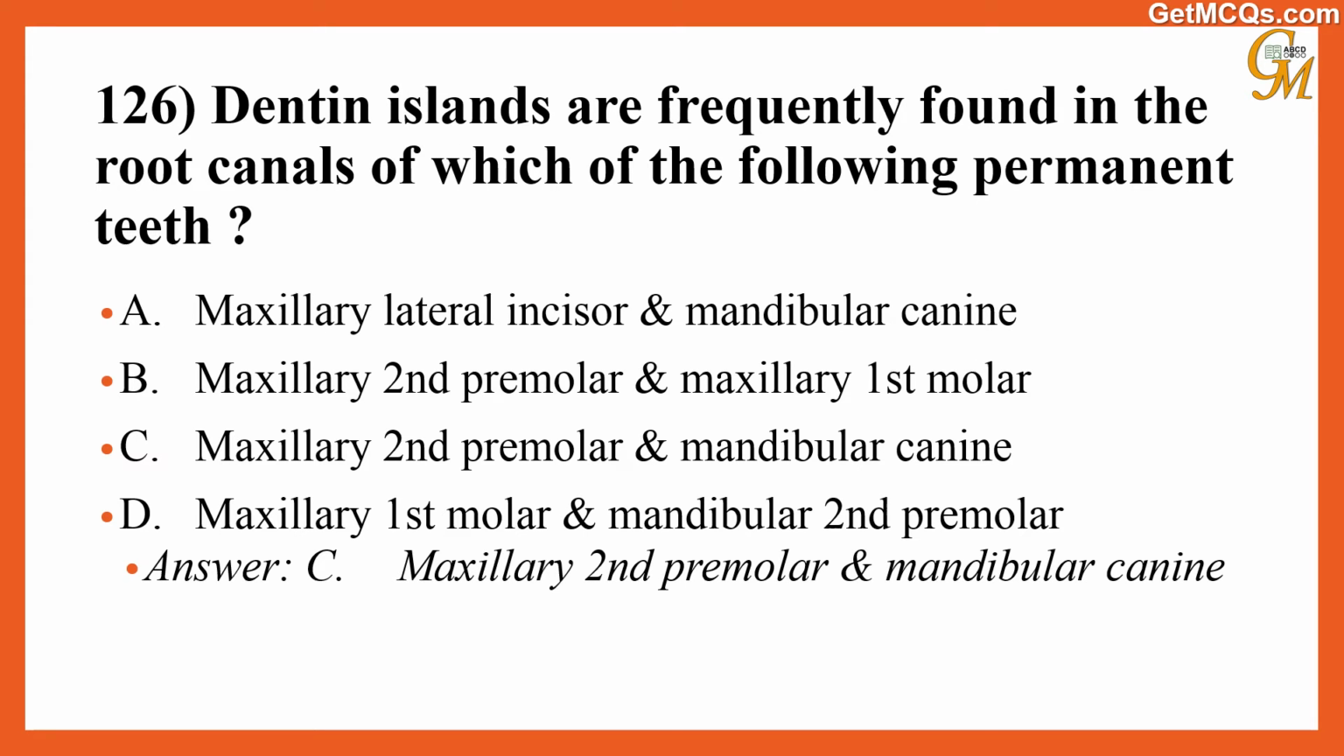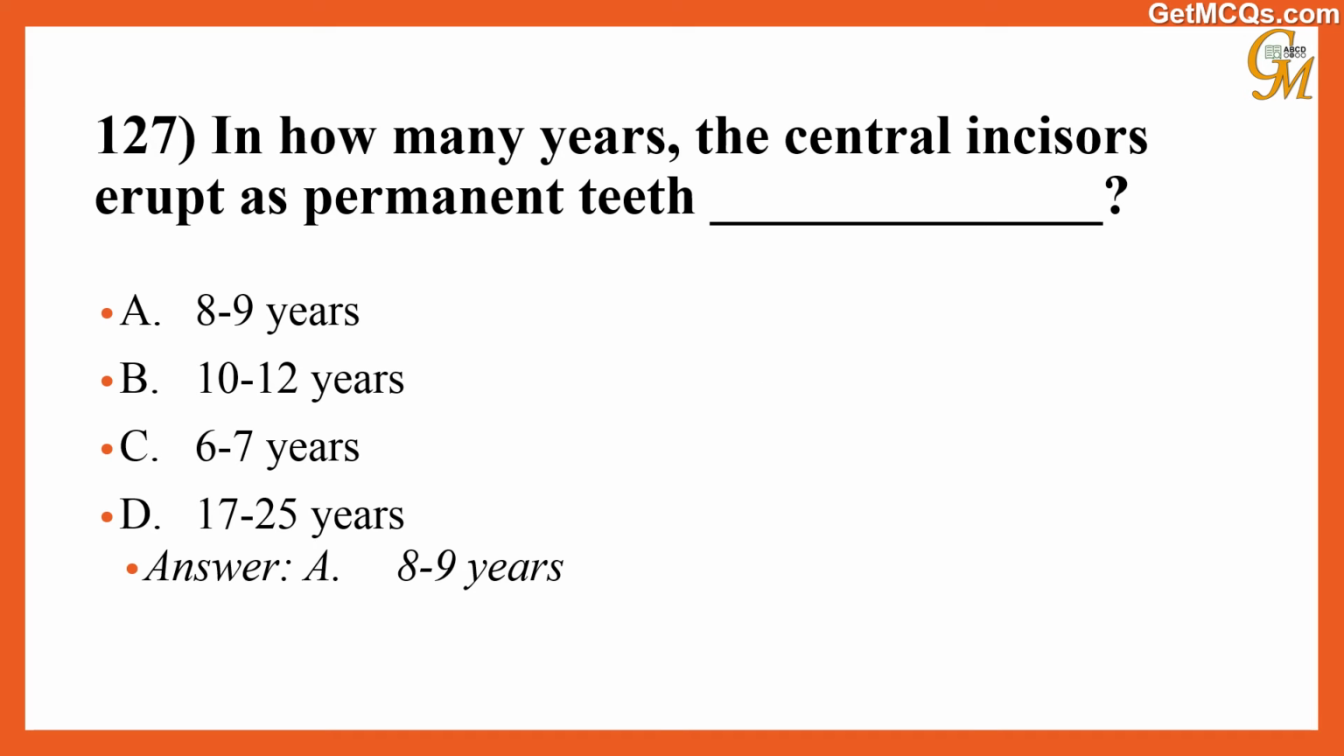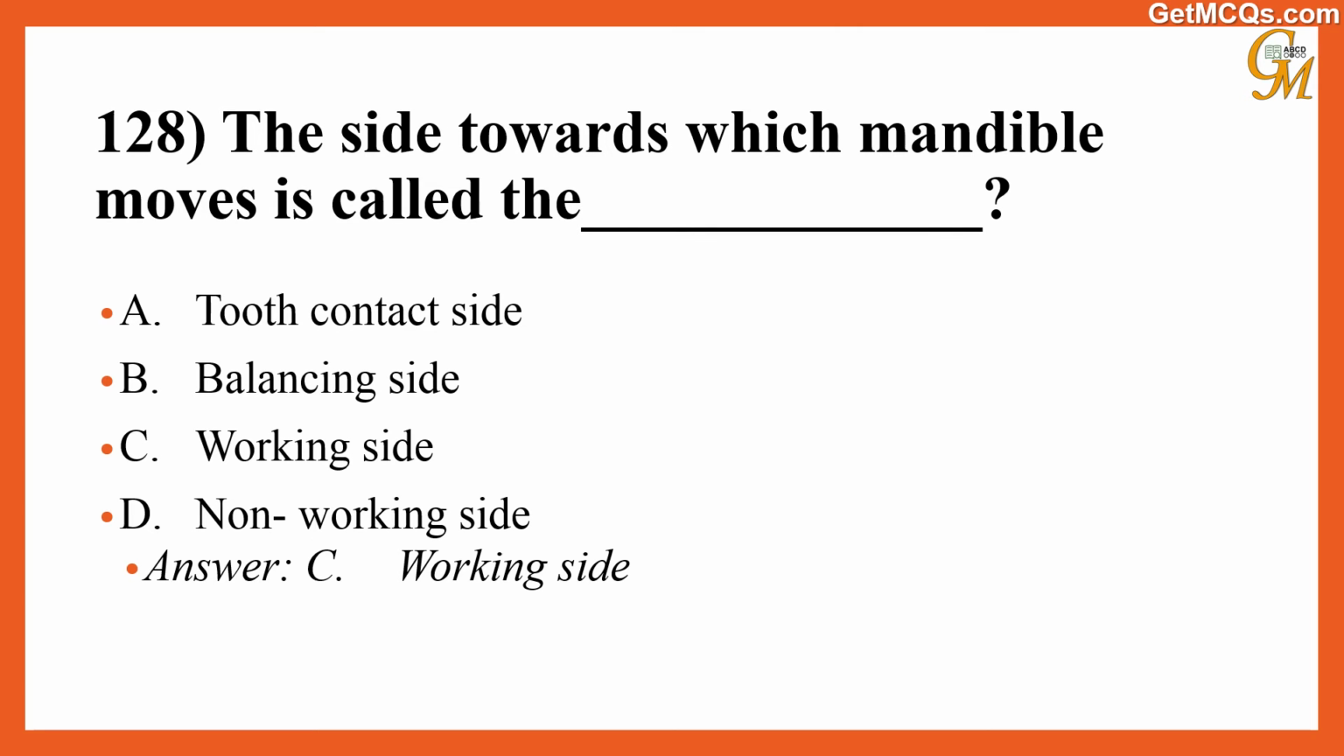126. Dentin islands are frequently found in the root canals of which of the following permanent teeth? Answer: C. Maxillary second premolar and mandibular canine. 127. In how many years do the central incisors erupt as permanent teeth? Answer: A. 8 to 9 years. 128. The side towards which mandible moves is called the? Answer: C. Working side.